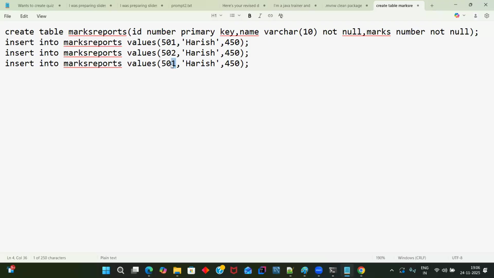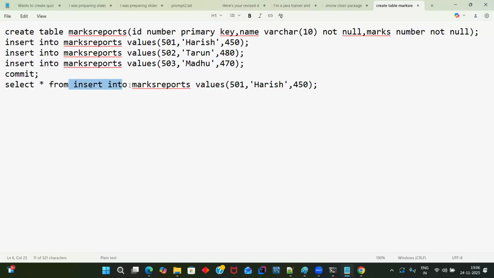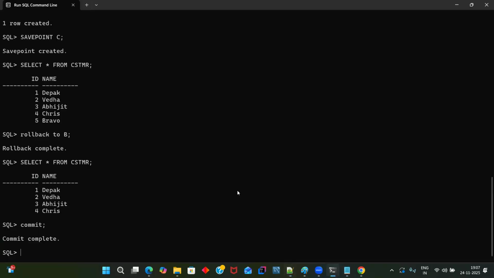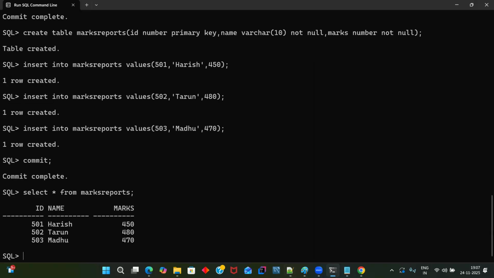First, I'll run some queries. Tarun, Madhu, say 480, 470. Let's do it. Commit. And let's start from marks reports. Okay, so I think you are clear on the table. Let me keep this table in your today's class notes. Okay, let's run this. Guys, this is your table data.